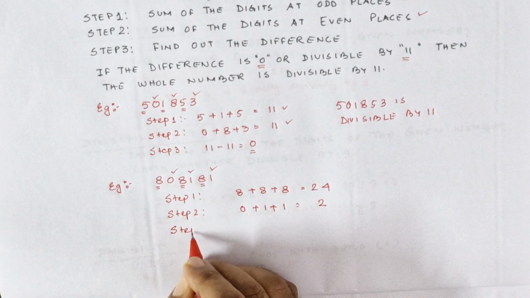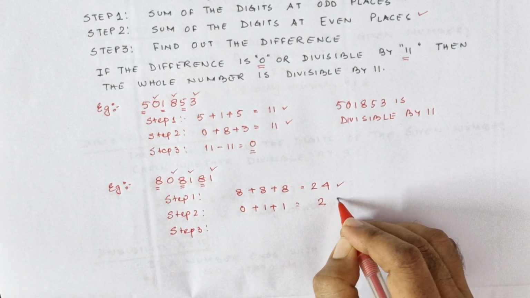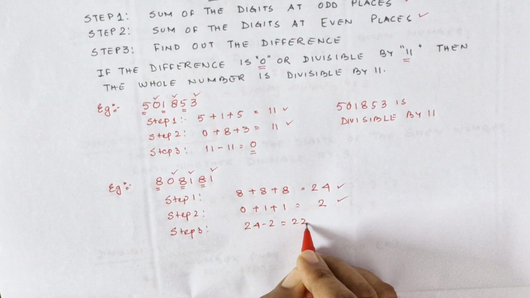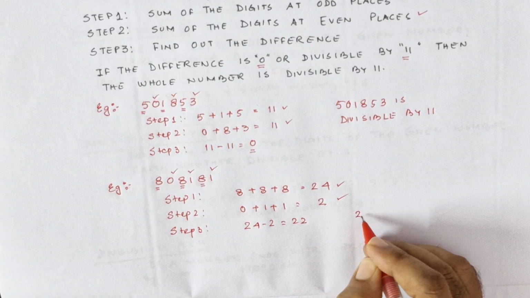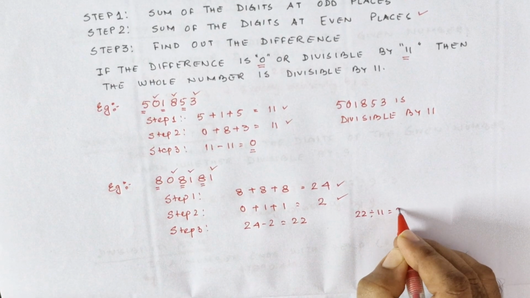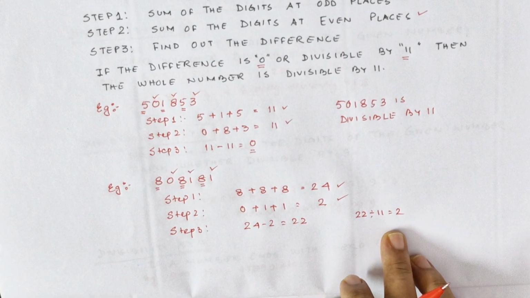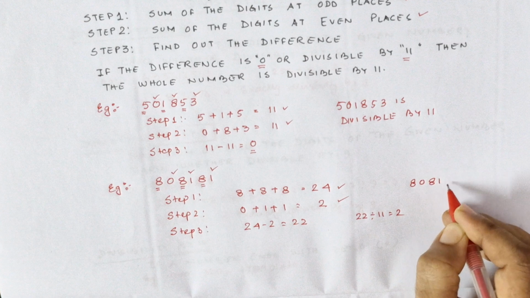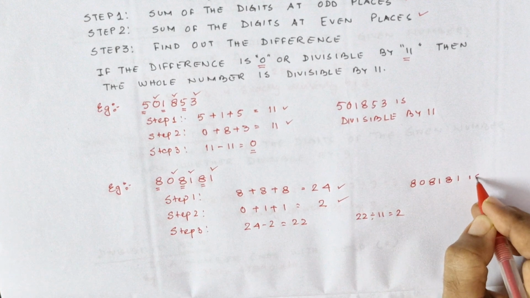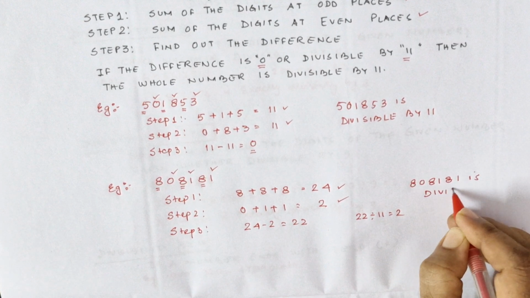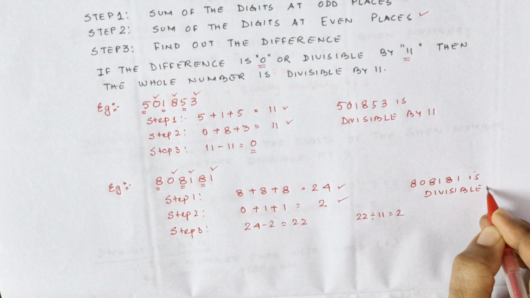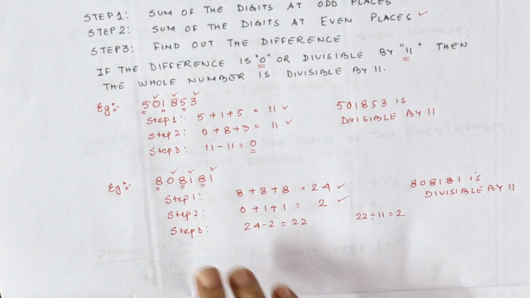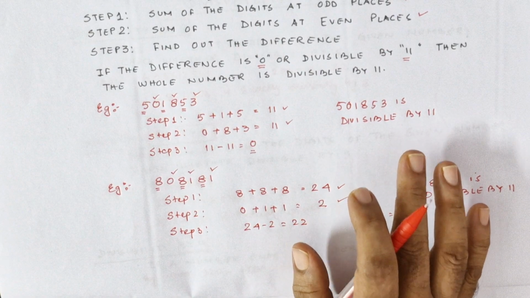In step 3, you need to find out the difference between these two. So 24 minus 2 is 22. Now see, 22 is divisible by 11 exactly. So now we can say that the entire number 808181 is divisible by 11. Got it? So this is a very simple rule of divisibility by 11.